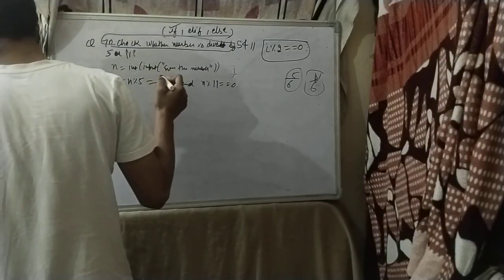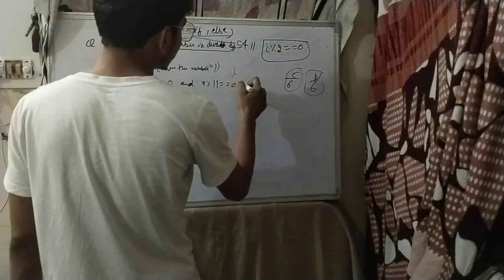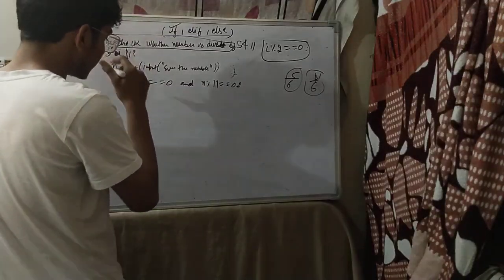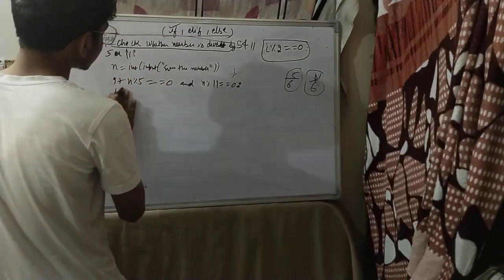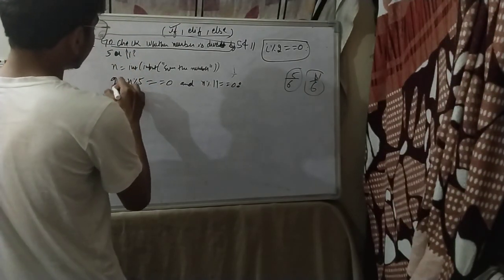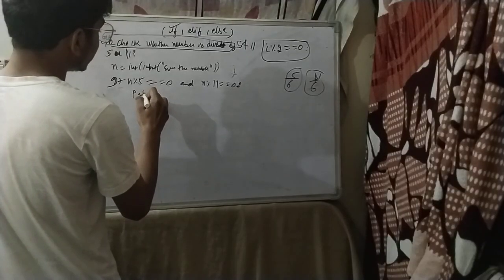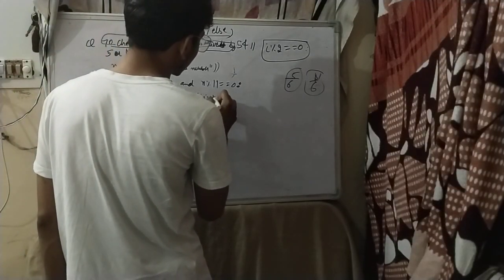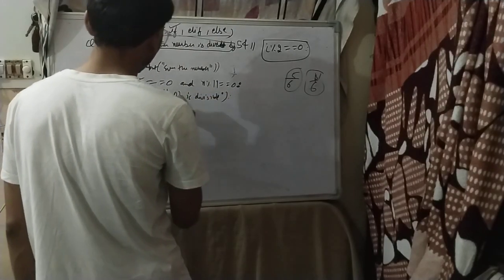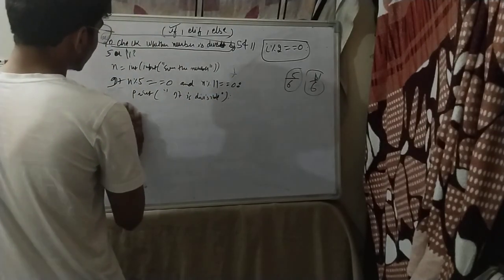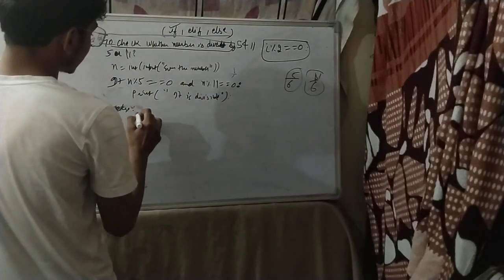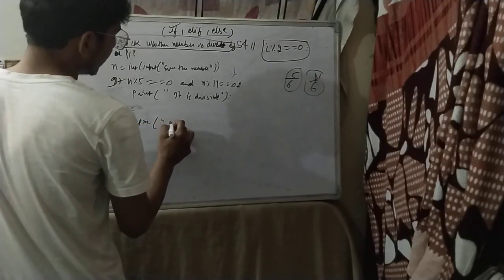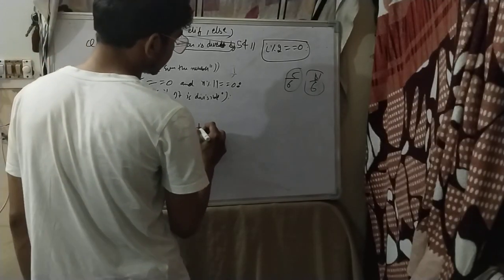The first time I did it wrong, sorry for that. This is an if condition. Now I'm going to print it is divisible. Then else, print it is not divisible.